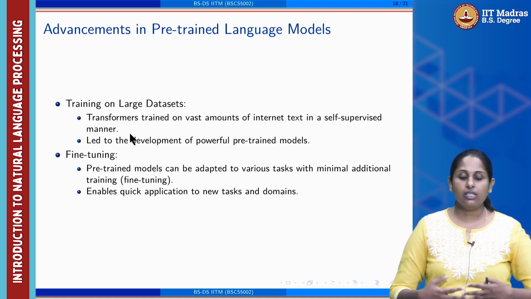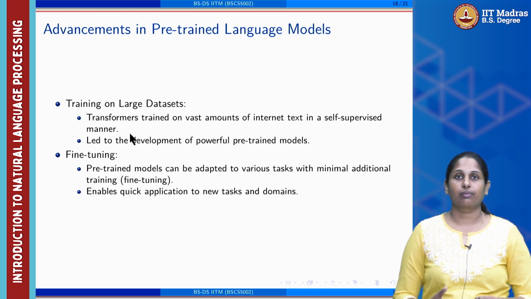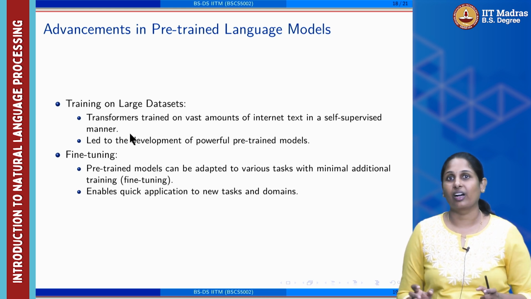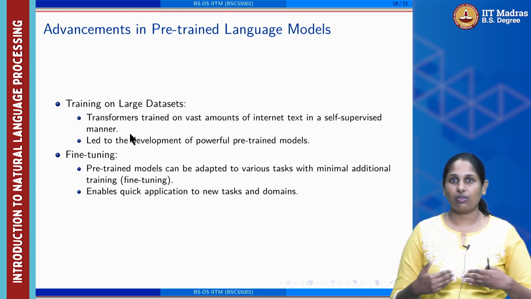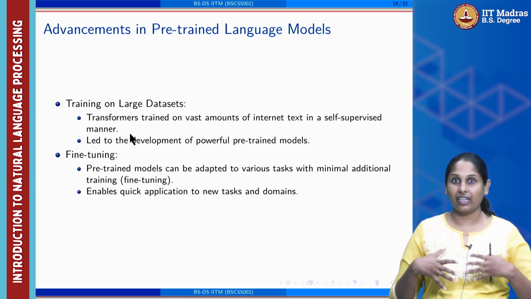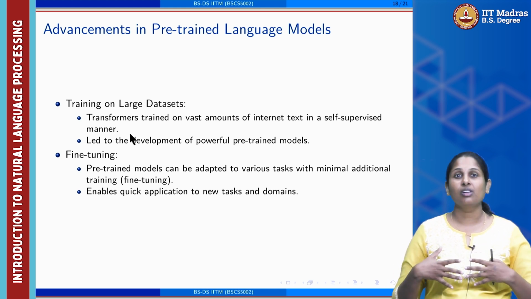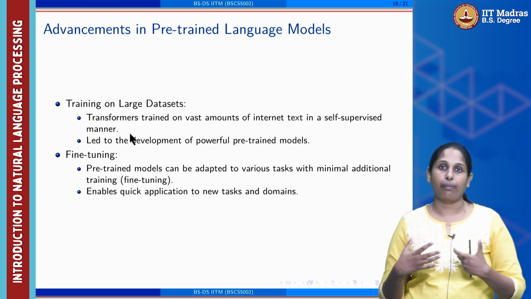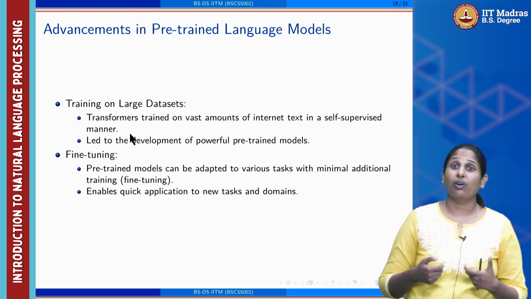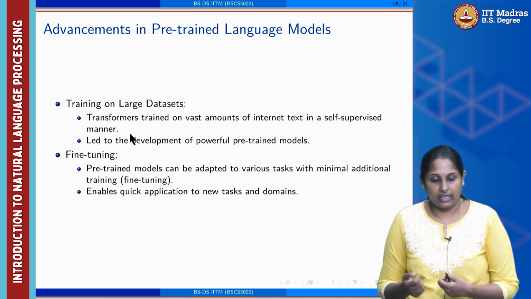So people started training on large datasets because NLP is a data-hungry field now. It needs to consume too much data to understand and get a weightage, get an attention on how the semantics of a particular word can be understood. It can be done only through a large amount of data.